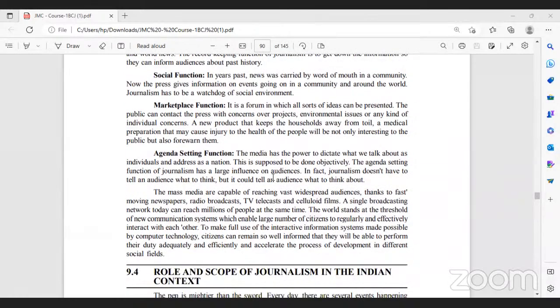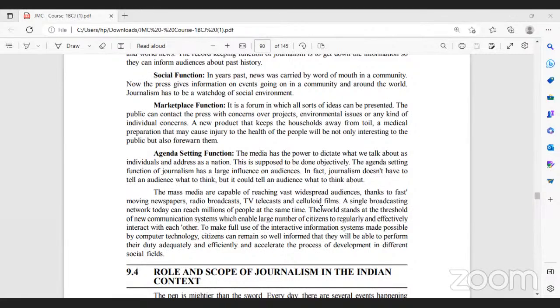Then agenda setting. This is very important, and this is the in thing not only today, but every time. The media has a power to dictate what we talk about as individuals and address as a nation, though it is supposed to be done objectively. The agenda setting function has a large influence on audiences. In fact, journalism doesn't have to tell audiences what to think, but it can tell an audience what to think about. So this is a major function that the media does.